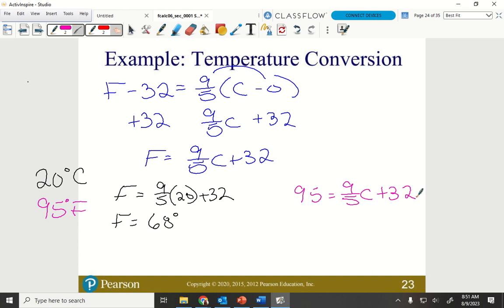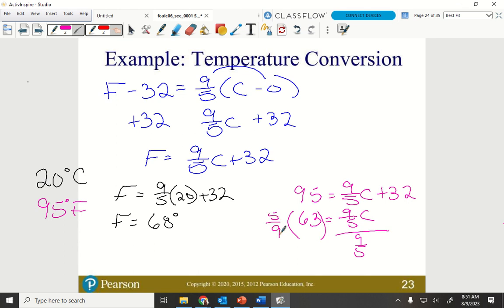All right, going through this one, I'm going to start by subtracting the 32 because I have to isolate my C. So subtract 32 to both sides. That's going to give me 63 equals 9 over 5C. Now to get C by itself, I'm going to divide by 9 over 5. But dividing by a fraction, yep, I can multiply by the reciprocal. And so my reciprocal is going to be 5 over 9.